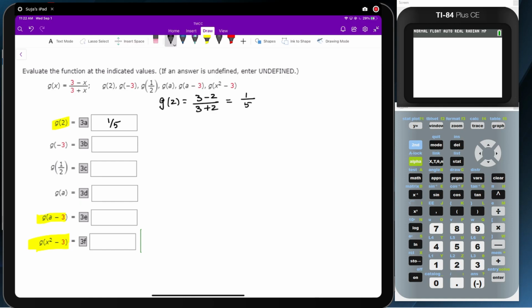Again, repeat the same for the next. g of negative 3, so I would be plugging in negative 3. I already have a 3 minus and a negative sign there. So this will be 3 minus negative 3 over 3 plus negative 3, which is 3 minus 3. So here I have 3 plus 3 over 0. Since I have a 0 in the denominator, it is undefined.